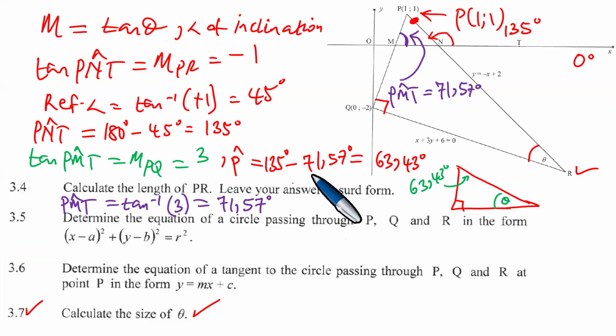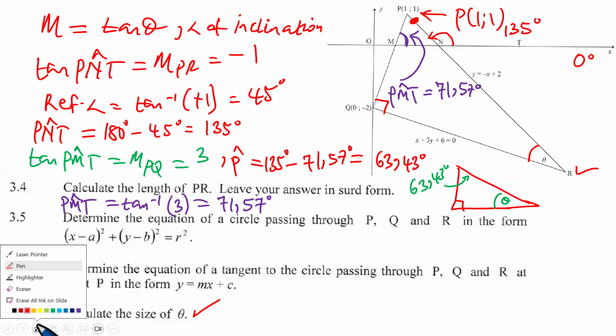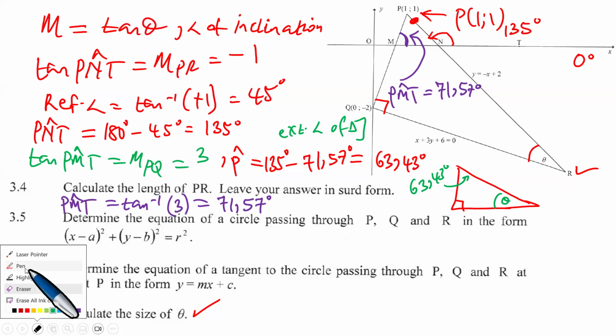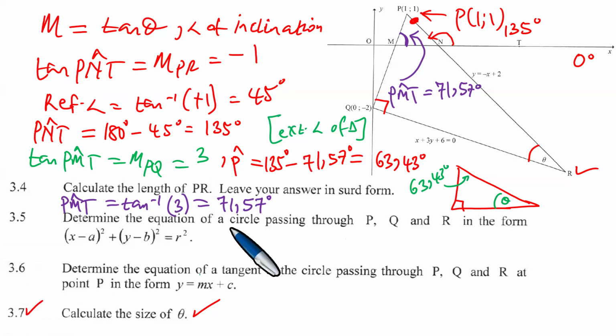So here you must state the reason. You must state the reason why we just said 135 minus 71,57. The reason for this is exterior angle of triangle. So we continue.